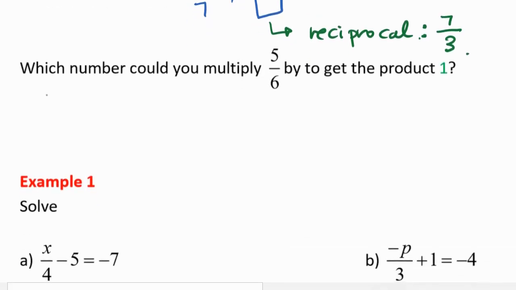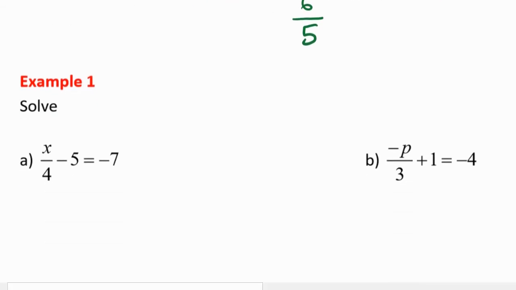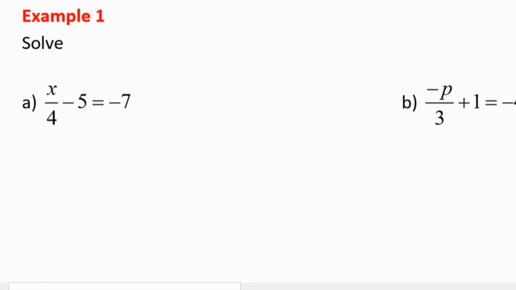Okay, next. Which number could you multiply 5 over 6 by to get the product 1? Same thing. We use the reciprocal. That is 6 over 5. Okay, do you guys understand that so far? Alright, let's move to the example question. Okay, everyone. When you solve two-step equations, I want you to remember 2 things. First, step number 1.